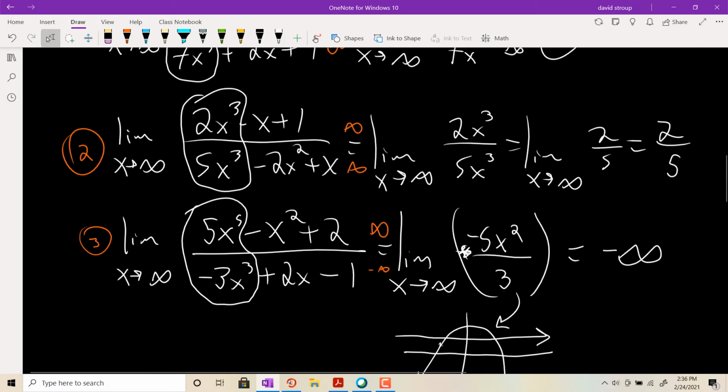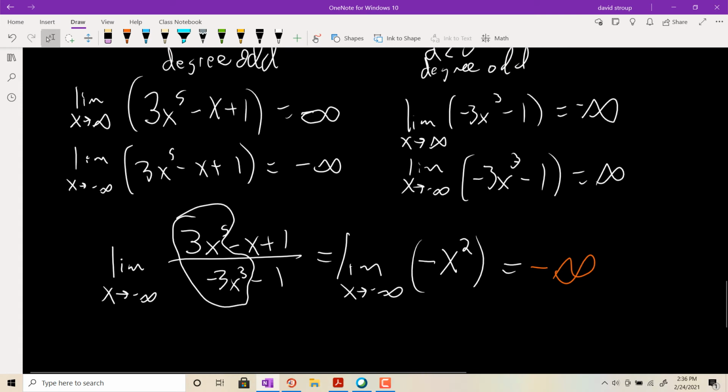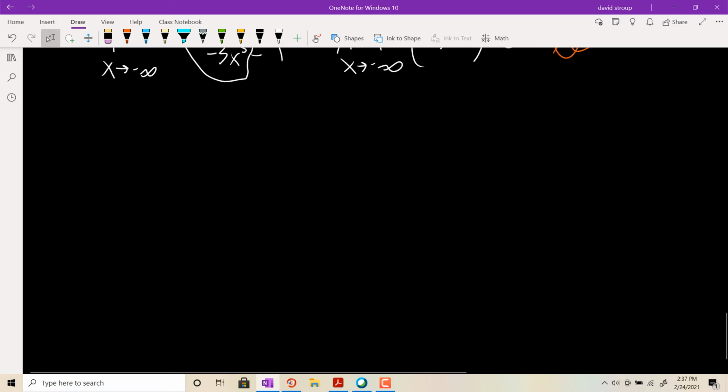And you can do this kind of analysis with the polynomials, just looking at the first couple terms, but you can also do what's called L'Hopital's rule, which we're going to show you how to do here in a bit.